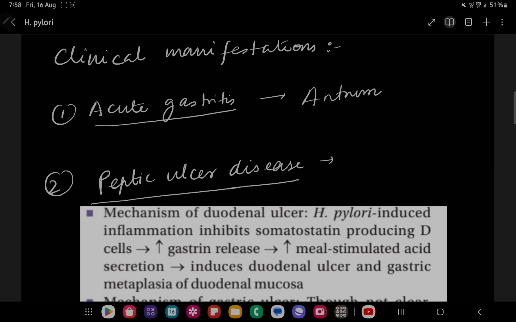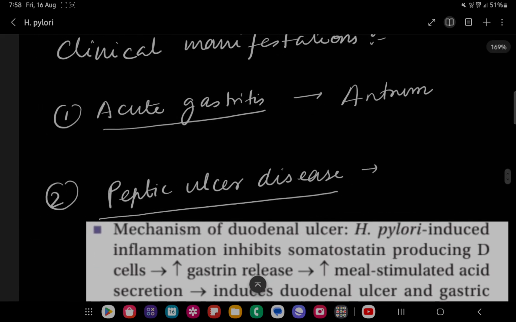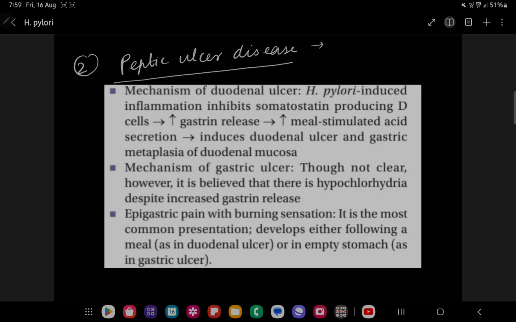The clinical manifestations are acute gastritis, which will be mostly seen in the antrum part. Then you can also see peptic ulcer disease. So here I have just put the part from Purva Shastri, the mechanism of duodenal ulcer and mechanism of gastric ulcer, right? So what happens? The H. pylori induced inflammation inhibits the somatostatin producing D cells, which increases the gastrin release and increases meal stimulated acid secretion, which further induces duodenal ulcer and gastric metaplasia of duodenal mucosa.